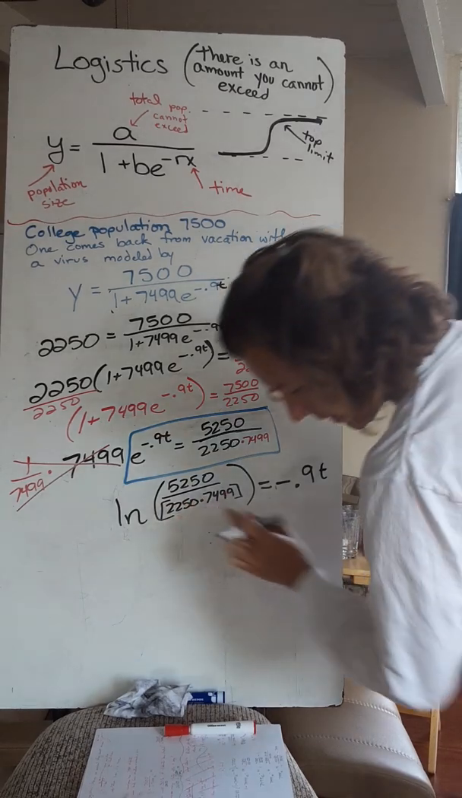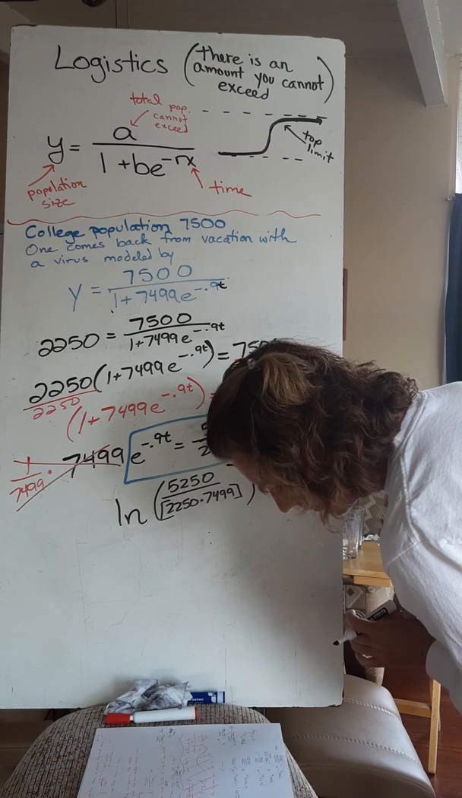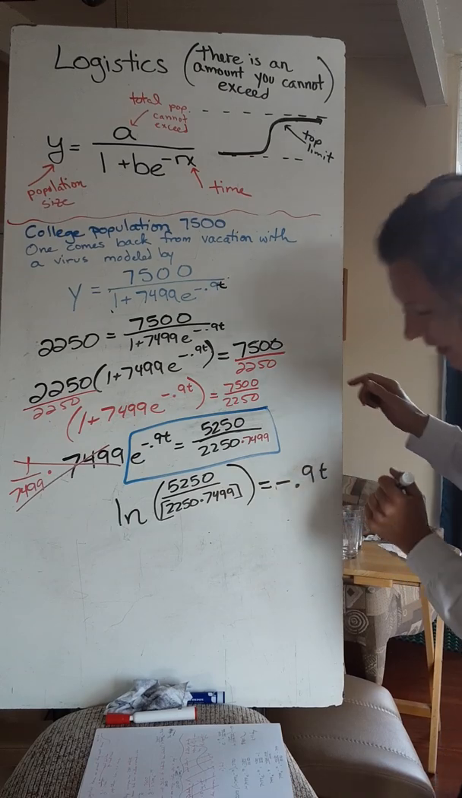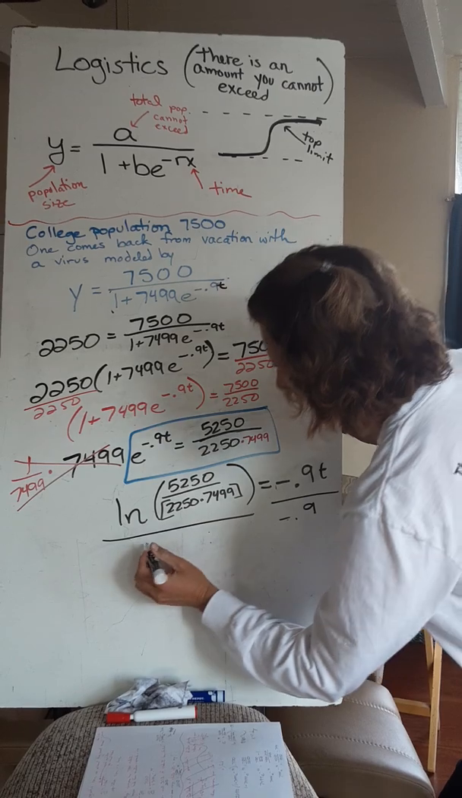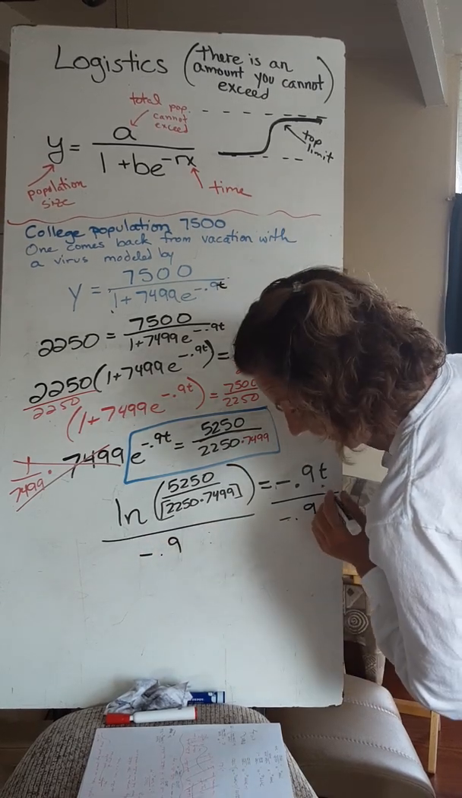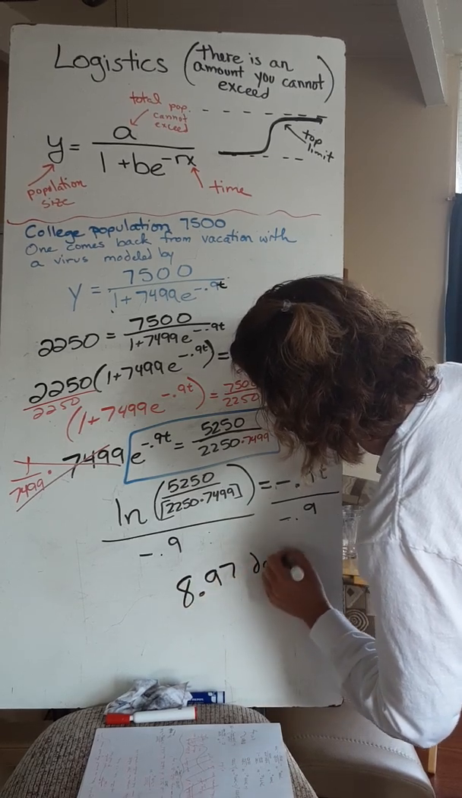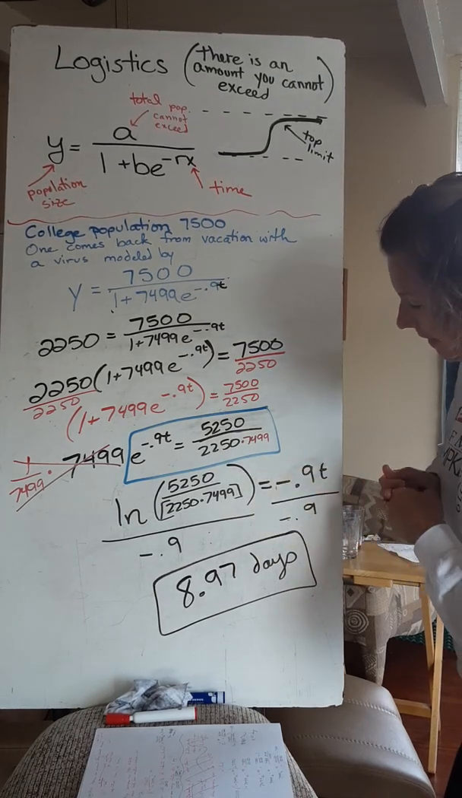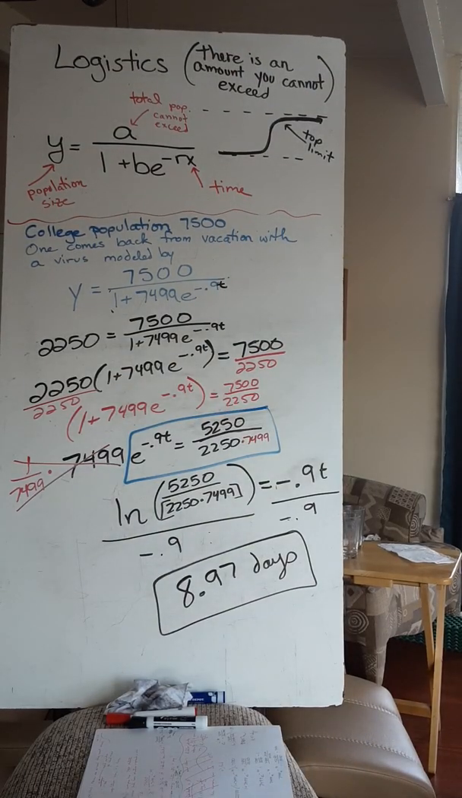So we plug this lovely thing in our calculator, which will give me about, I don't even remember, I didn't write it down. But whatever you get here, you're going to divide by negative 0.9. I did write this part down, 8.97 days. Try that on your calculator just to make sure you're getting all the right numbers in there with all of the parentheses that you need. One more problem to go, and then we're done with chapter 3.